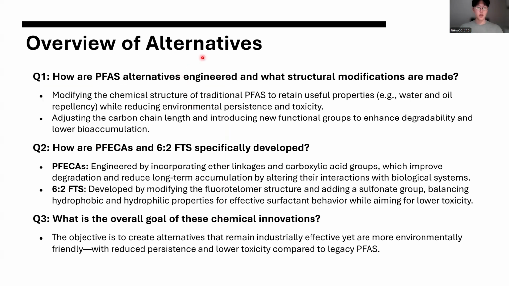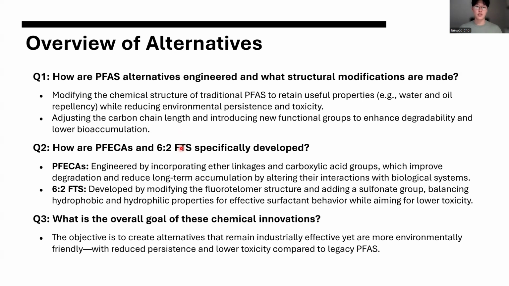As concerns about PFAS grow, researchers have been working on safer alternatives. But how are these alternatives engineered? To reduce persistence and toxicity, researchers modified the chemical structure of traditional PFAS. This includes adjusting the carbon chain length to improve degradability and reduce bioaccumulation. Introducing new functional groups such as ether linkages or sulfonate groups to alter their interactions with biological systems is also a way to reduce harm.